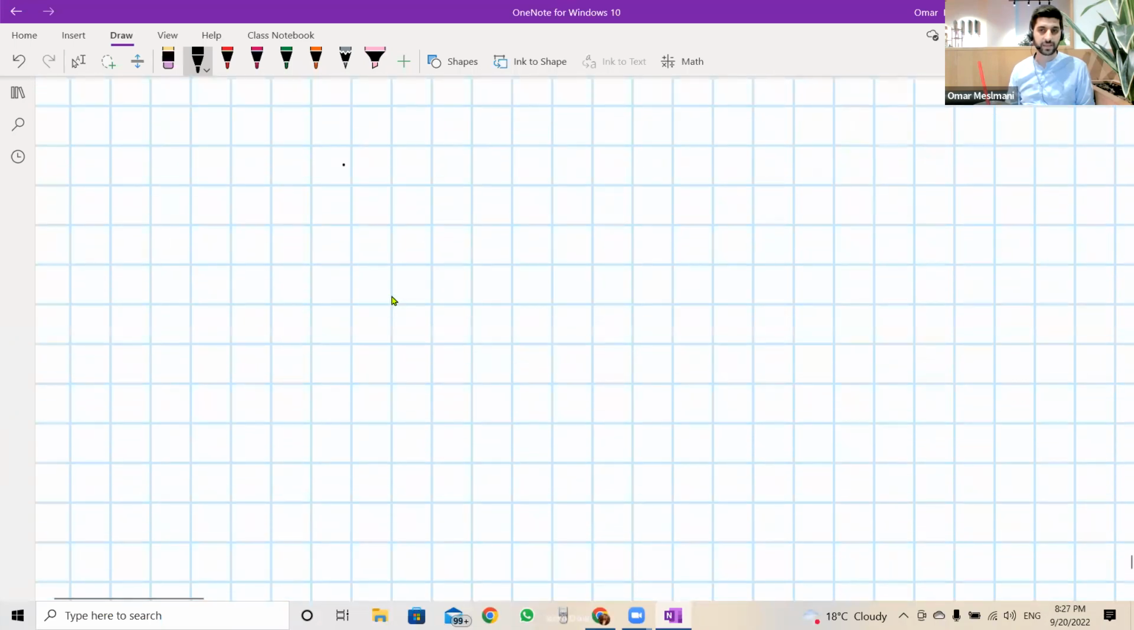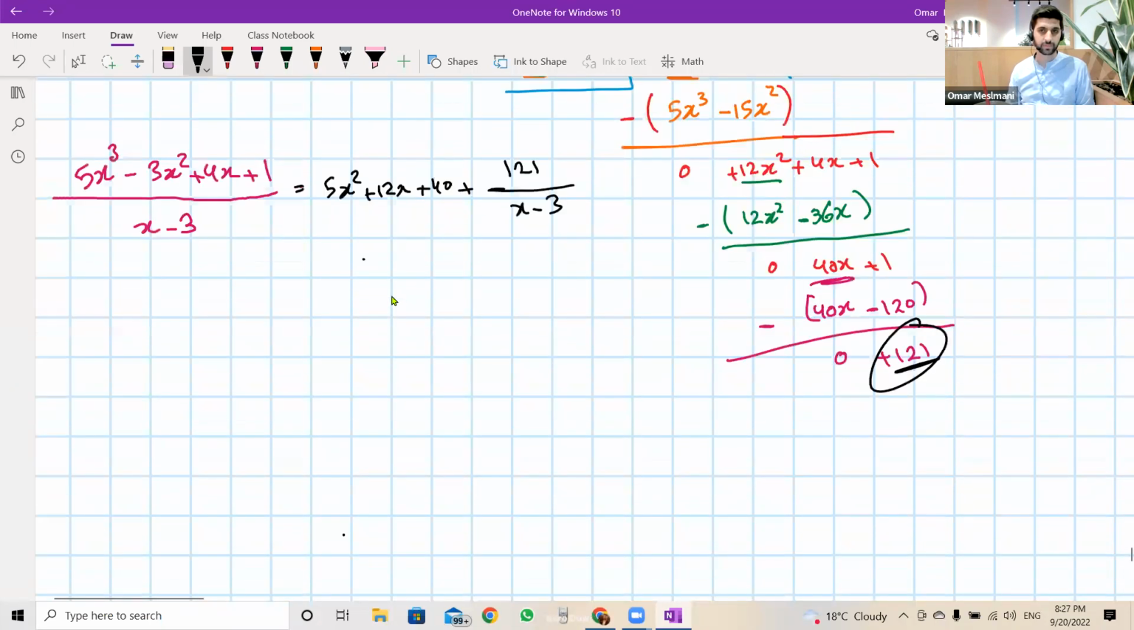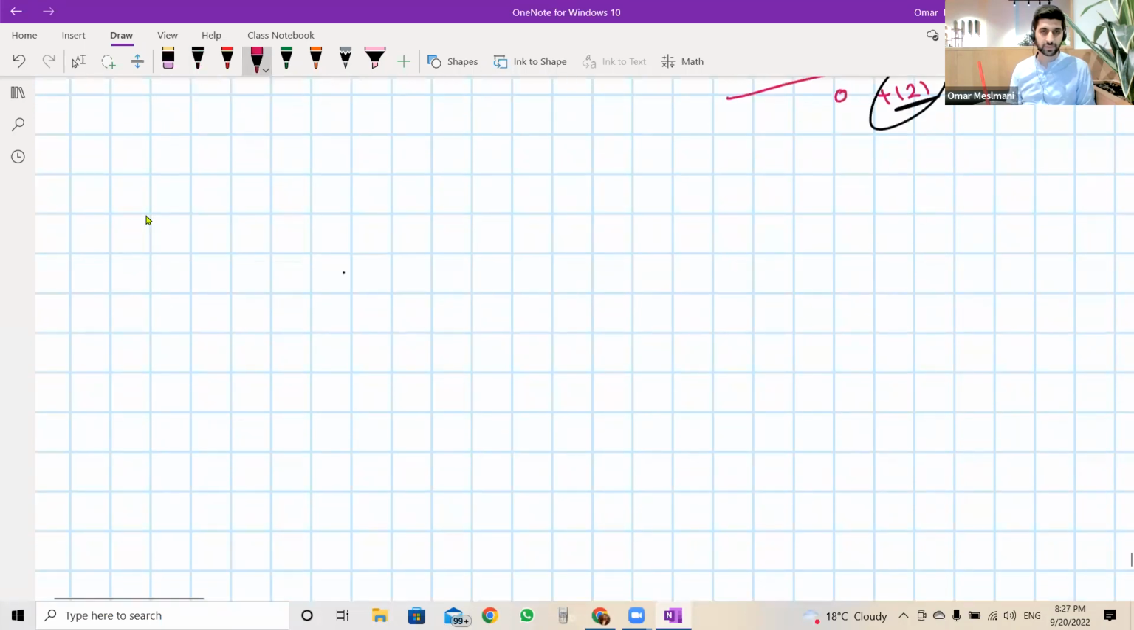Now let's try to talk about the synthetic division. Before I start with the concept of synthetic division, you have to understand something with polynomials, something called the standard form.